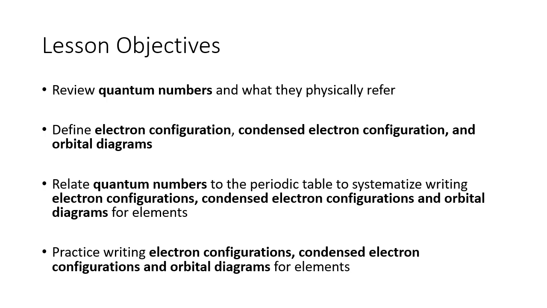So our objectives: we'll review quantum numbers and what they physically refer to. We'll define electron configuration, condensed electron configuration, and orbital diagrams. We will then relate quantum numbers to the periodic table to systemize writing the electron configurations, condensed electron configurations, and orbital diagrams. And finally, we'll practice writing them because you always need practice to make this make sense.